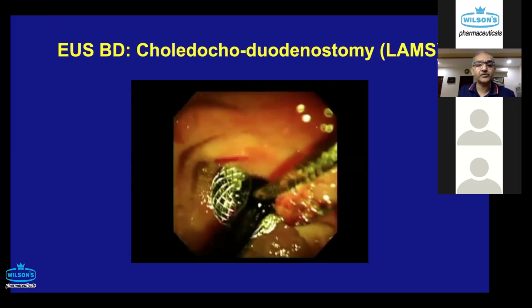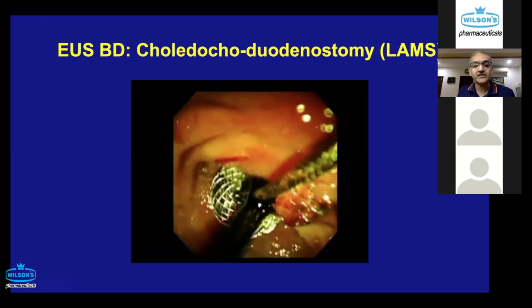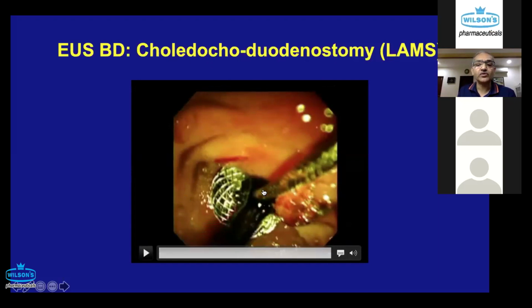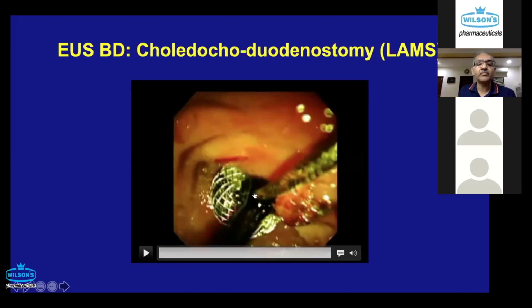But this is a very elegant way of draining the obstructed biliary system, because there is no long length of tube hanging in the duodenum, and it doesn't cause any obstruction of the duodenum in case a patient has a pancreatic head cancer, because duodenal invasion can cause lumen compromise, and this stent does not cause any luminal compromise, unlike a tubular stent.